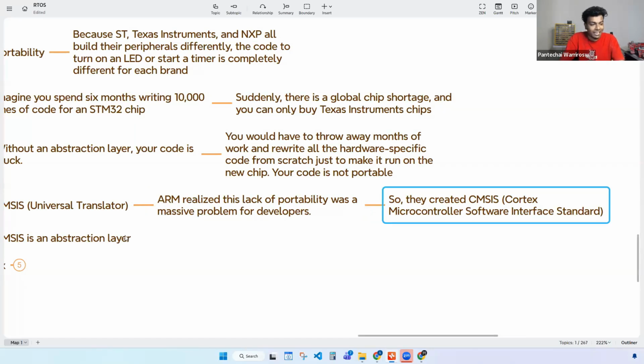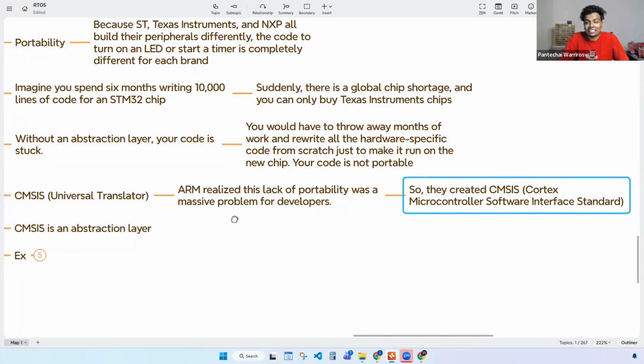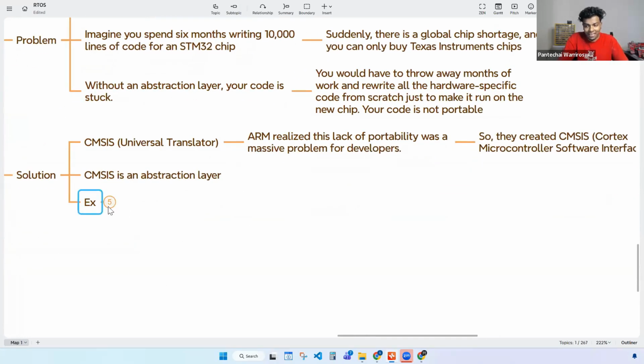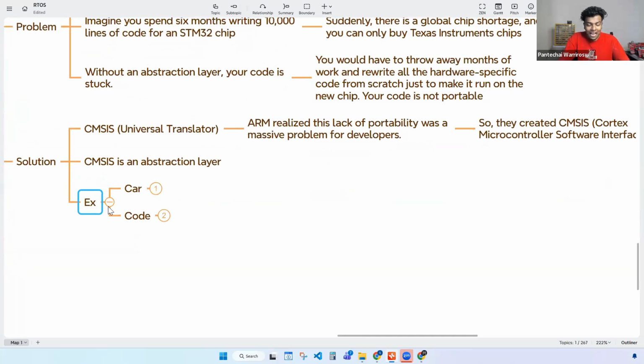Who designed this, who created this CMSIS? It is created by ARM. CMSIS is the Cortex Microcontroller Software Interface Standard, which is going to act as an abstraction layer. What do you mean by that? For an example, I'll compare it with a car.